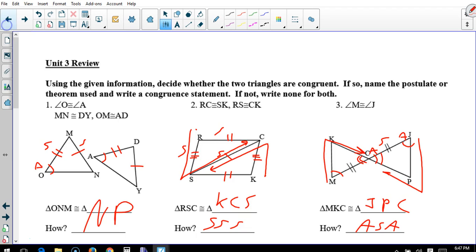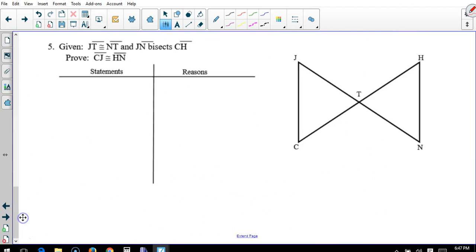And believe it or not, that looks like that's the end. Oh, yep, it is the end.